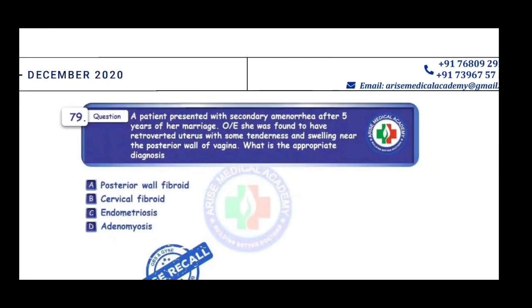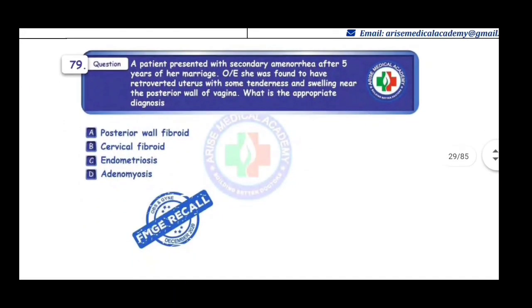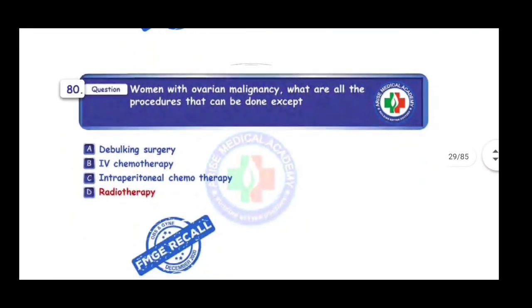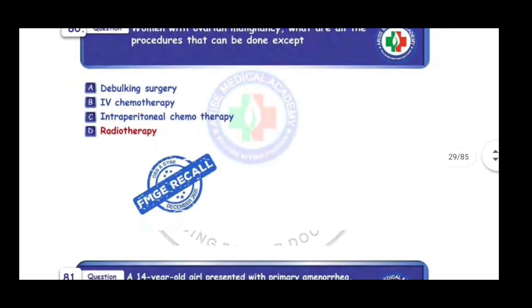Next one, a patient presented with secondary amenorrhea after 5 years of her marriage, and on objective examination she was found to have retroverted uterus with some tenderness and swelling near the posterior wall of the vagina. What is the appropriate diagnosis? So correct answer here is endometriosis. Next one, woman with ovarian malignancy. What are the procedures that can be done except radiotherapy?